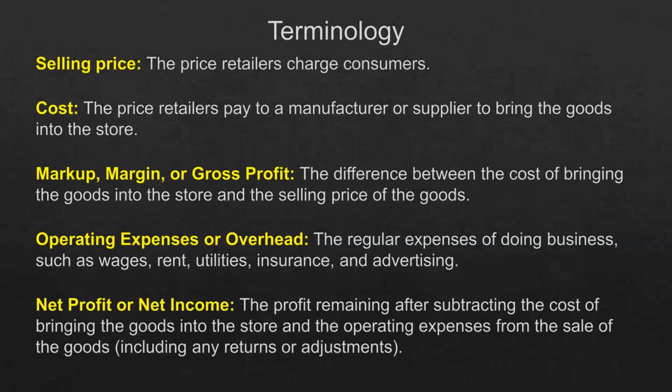Operating expenses or overhead, we're really not going to go into a lot of detail on this, but it's the regular expenses of doing business, such as wages, rent, utilities, insurance, advertising. Net profit or net income. This is the profit remaining after you subtract out the cost of the goods and then operating expenses.